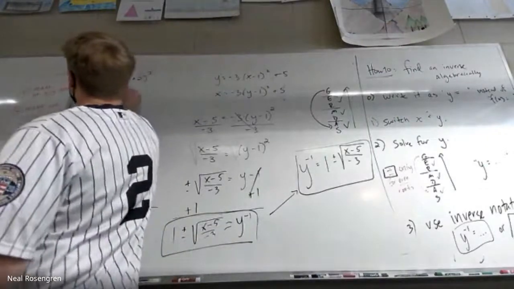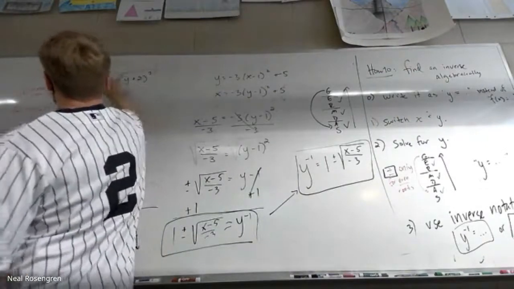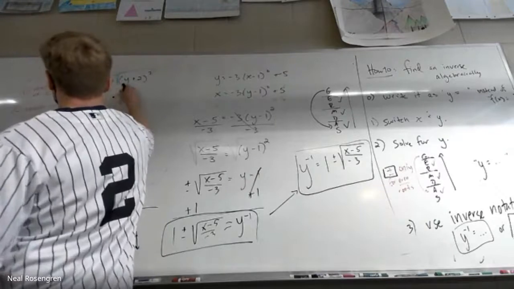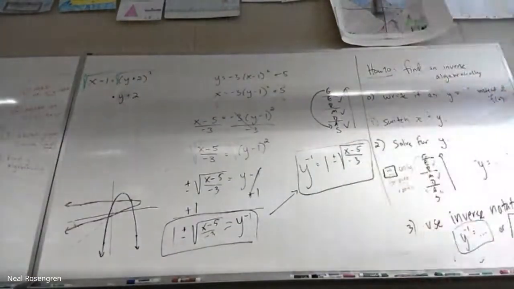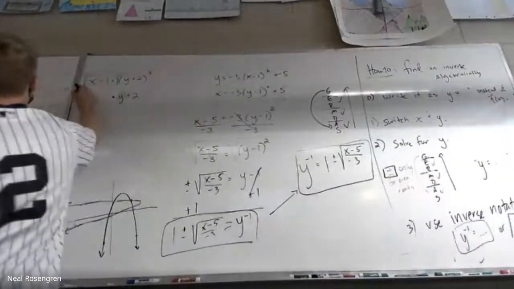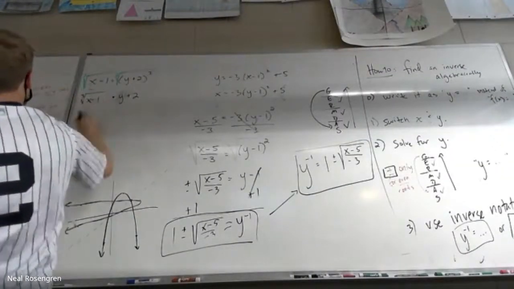Wouldn't that cancel out on the other side? Exactly. So the root, yeah. So that 3 and that 3 cancel each other out. So we just have y plus 2. That's always what's going to happen. If you have an exponent, use the root, and they're gone. And it's just the cube root of x minus 1.